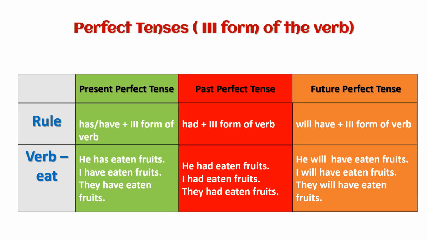They will have eaten fruits. See, you can use singular or plural. With all you have to use will have plus third form of the verb. I think now perfect tenses are also clear to you all.